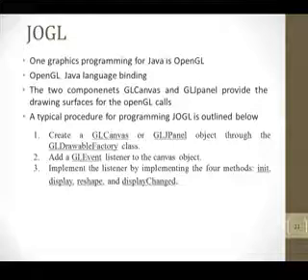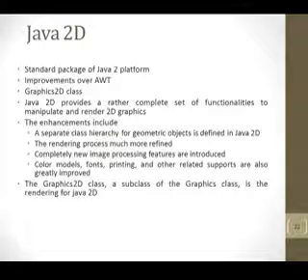So the graphic support in earlier versions of Java is very primitive and limited. However, Java 2D provides a complete set of functionalities to manipulate and render 2D graphics. The enhancements include a separate class for geometric objects defined in Java 2D. The rendering process is much more refined. Completely new image processing features are introduced. Also, the color model, font, printing, and other graphics-related support are greatly improved.